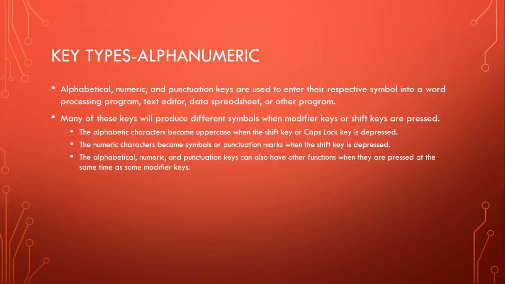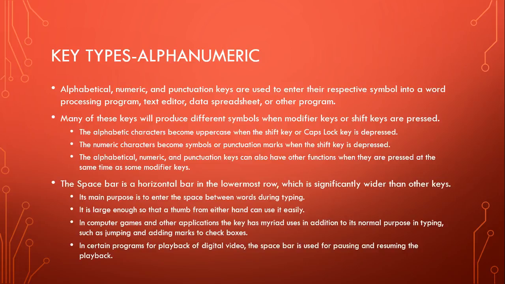Now, many of these keys will produce different symbols when the modifier or shift keys are also pressed. For example, the alphabetic characters will become uppercase when the shift key or caps lock key is depressed. The numeric characters become symbols or punctuation marks when the shift key is depressed. And the alphabetic, numeric, and punctuation keys can also have other functions when they are pressed at the same time as some modifier keys, such as if you're going to do an alt code. If you hold down alt and you press a series of numbers, it will change over to a symbol or maybe some function.